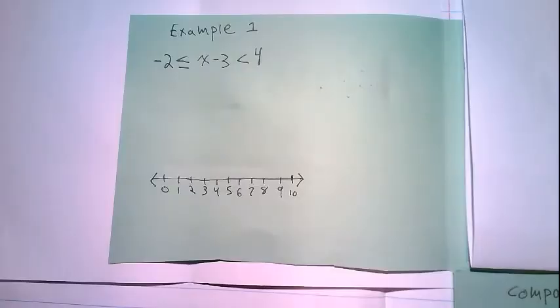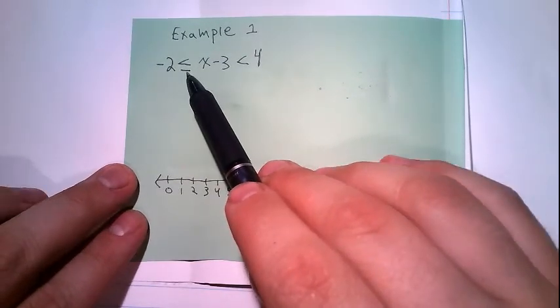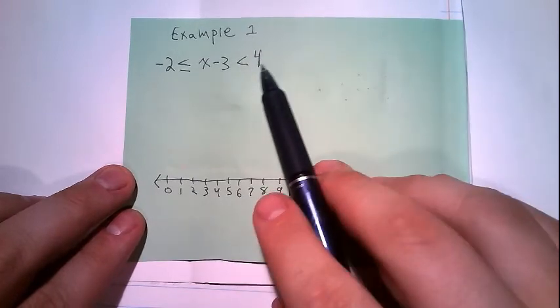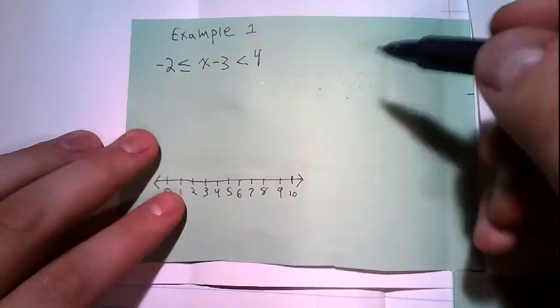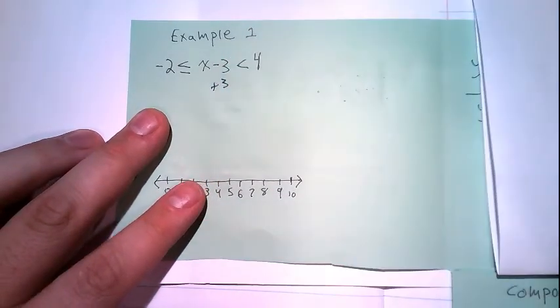So here's my first example. -2 is less than or equal to x minus 3, which is less than 4. So how would we solve that problem? Well, just thinking back to solving inequalities and solving equations, we want to try to get the variable by itself. So my first step in solving this problem is going to be to add 3, because I know that's going to get rid of that 3.